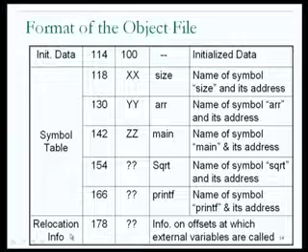And finally, there is the relocation information, which contains information on the offsets at which external variables are called. So this clearly is some information which is going to be very important for some later step of GCC.